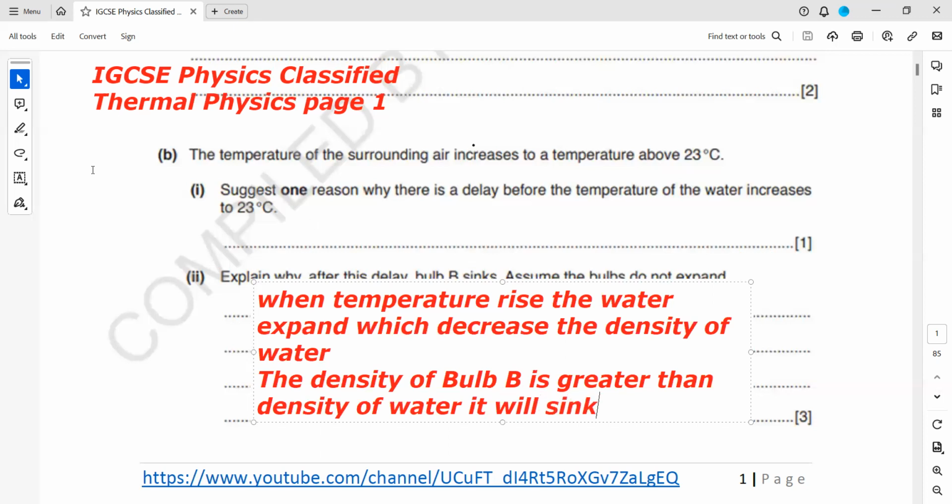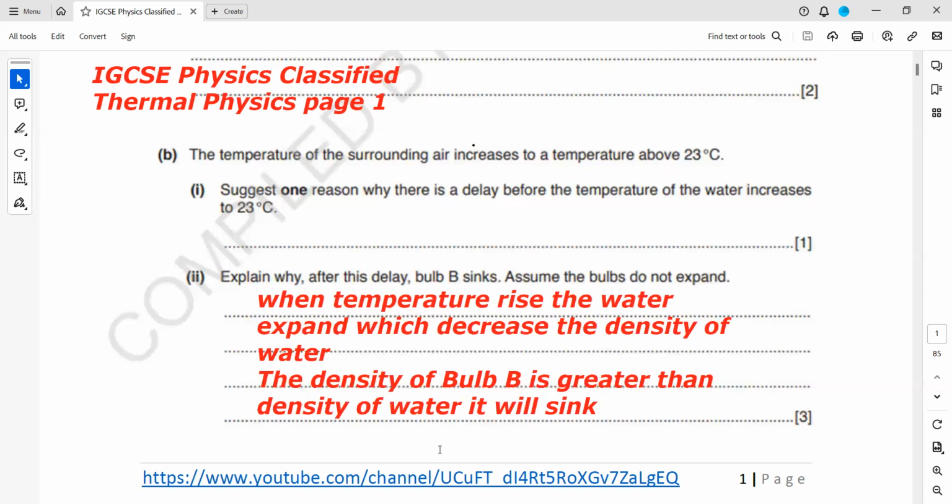Is this question clear? Anyone having a doubt till this point? Any question or doubt till this point? Okay. Moving on to page 2.